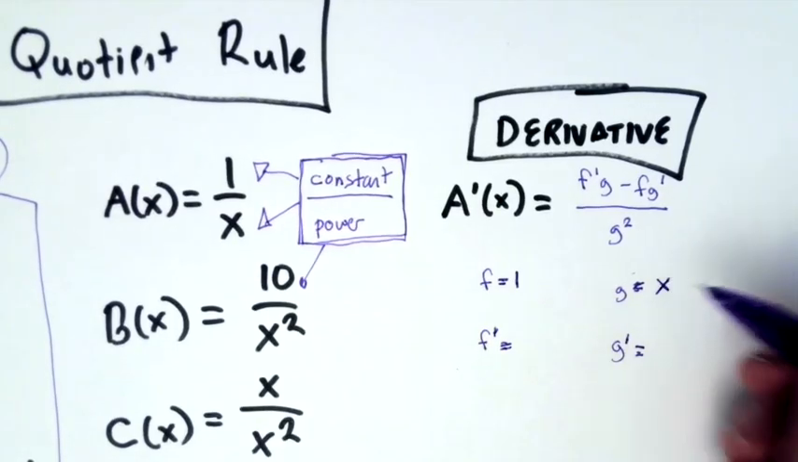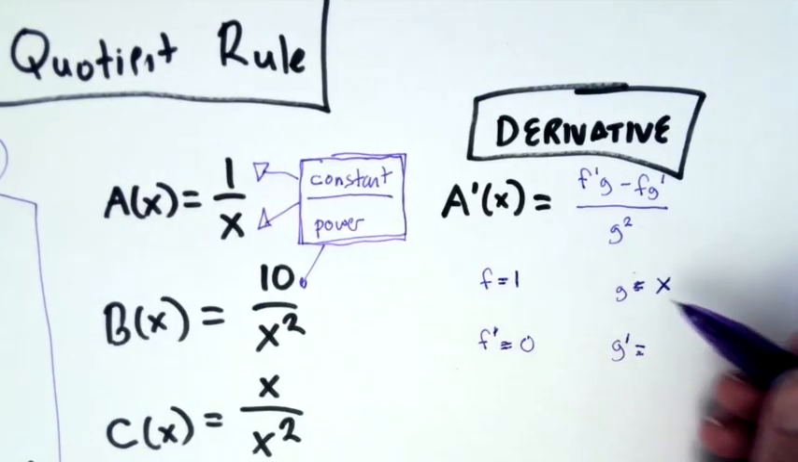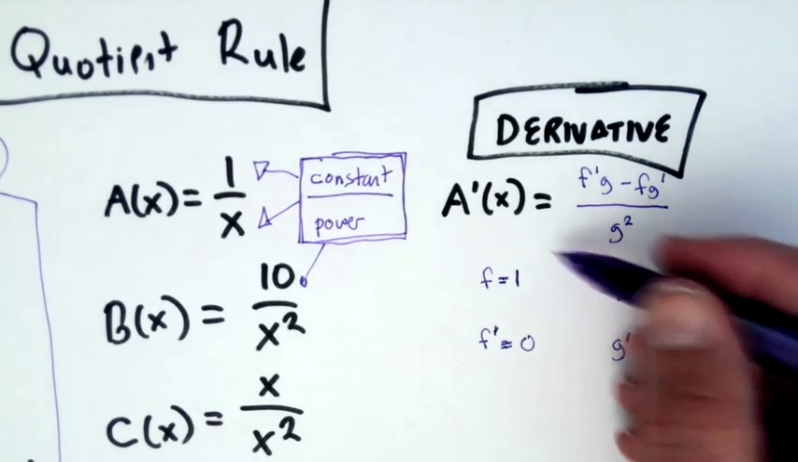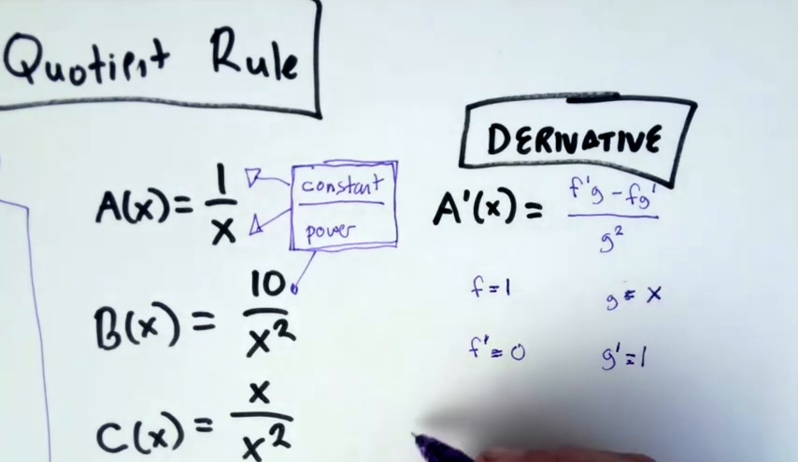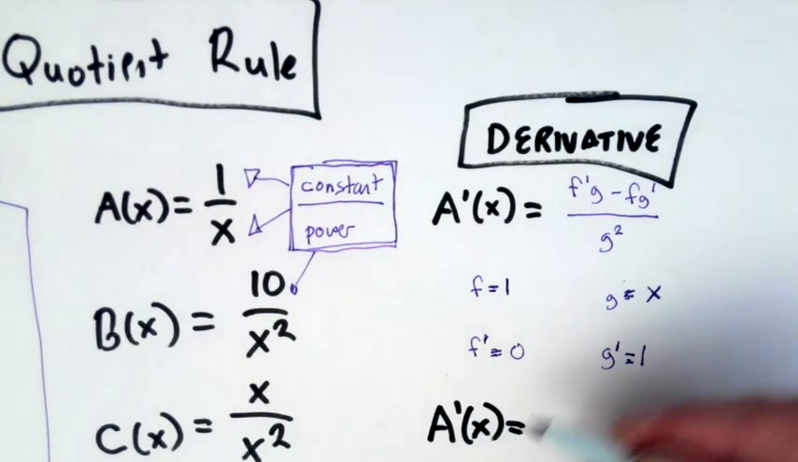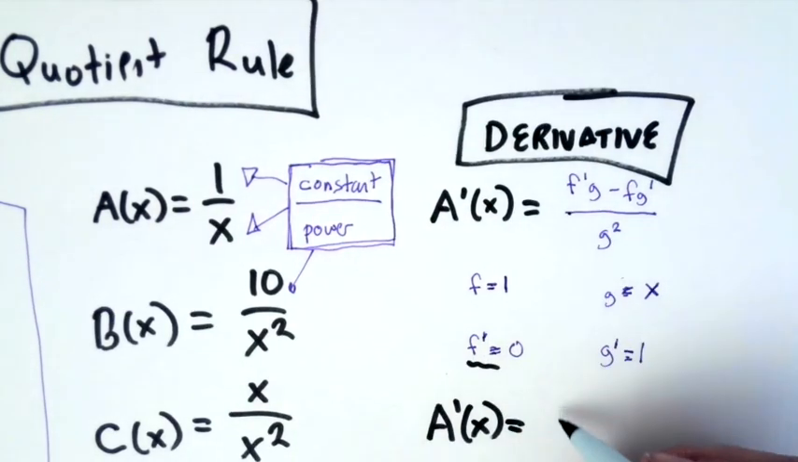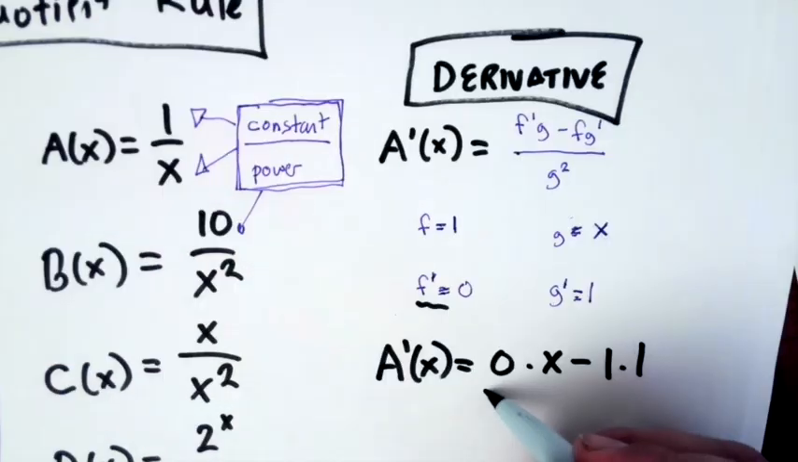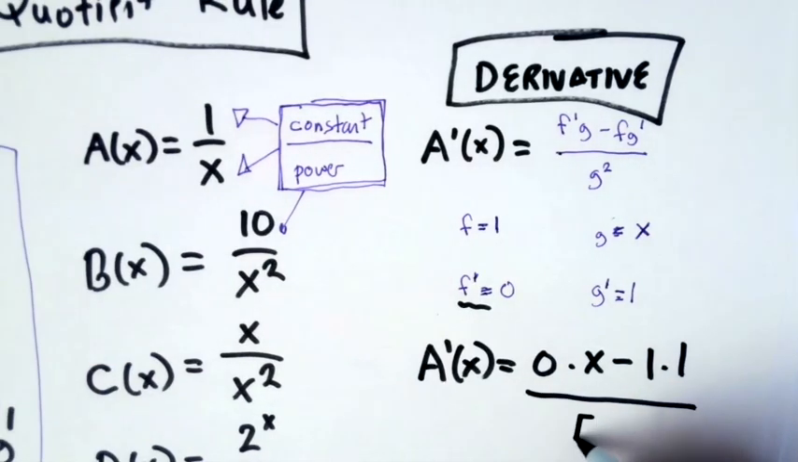My g is x, so what's f prime? 0, excellent. What's g prime? 1. Excellent. So now I can plug in the pieces, right? I can replace f prime with 1. I'm sorry, I can replace f prime with 0, because f prime is 0. So I have 0 times x minus 1 times 1, divided by g squared, so x quantity squared. You see how we got there?